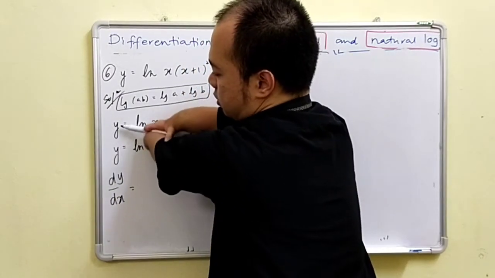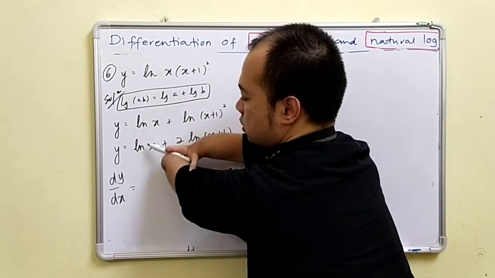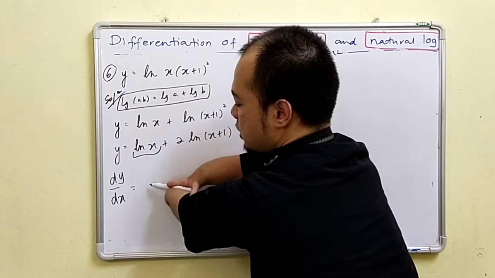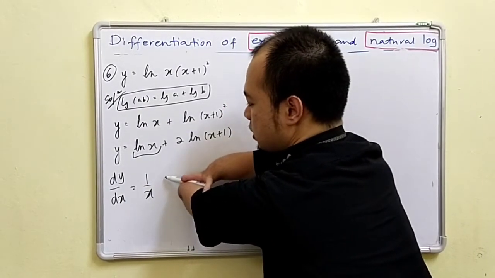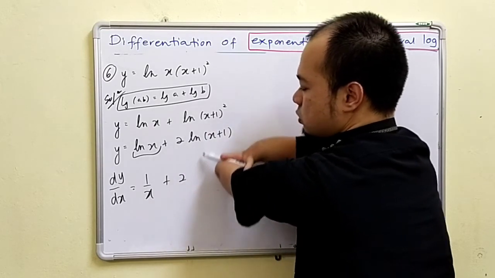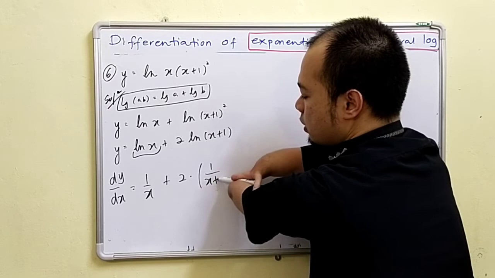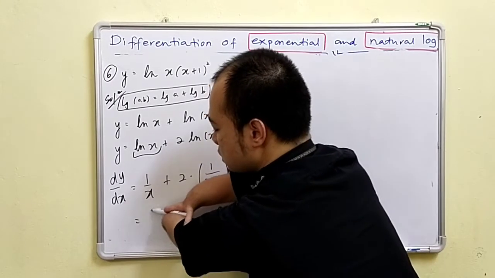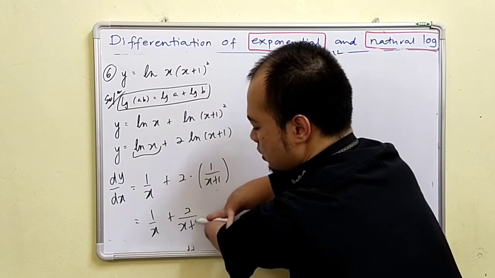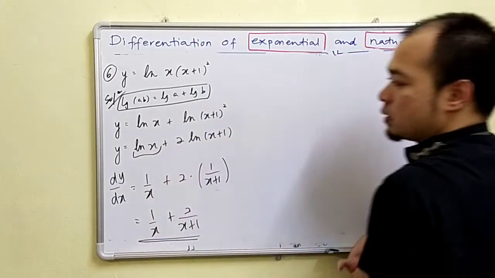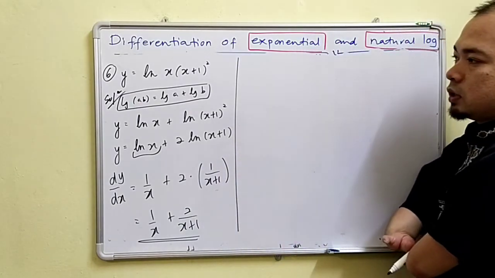Now start from here, you can do the dy over dx. Look at the way I write. This is y, now dy over dx. You need to follow, okay? So differentiate part by part. Differentiate ln x first, becomes 1 over x. Then differentiate the second part: 2 multiplied by, differentiate ln x plus 1, 1 over x plus 1. So 1 over x plus 2 over x plus 1. So this is the differentiation of question number 6.